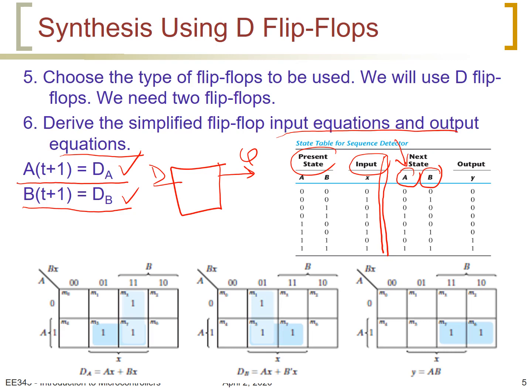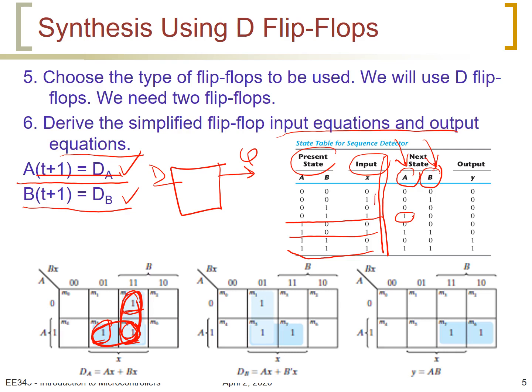and we can draw a Karnaugh map for A of t plus 1 and another Karnaugh map for B of t plus 1. A of t plus 1 equals 1 for the combinations 3, 5 and 7. So we can put this here on this Karnaugh map. This is 1 here, and this is 1 here, and this is 1, which is 3, 5 and 7. And therefore, we have two loops on the Karnaugh map. This loop here and this loop here. And we can say that A of t plus 1, which is equal to D of A, will be equal to AX plus BX.